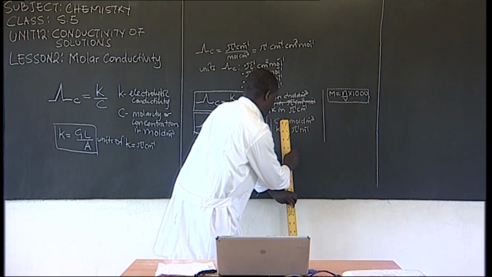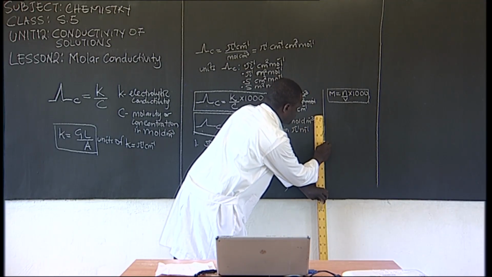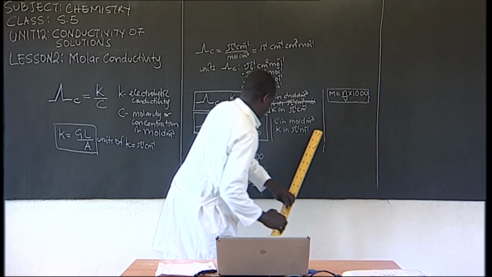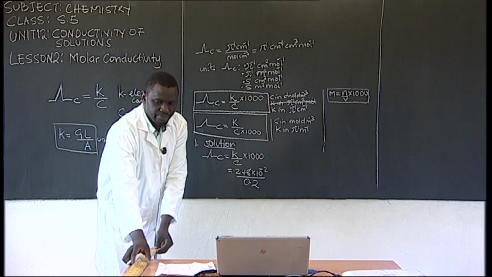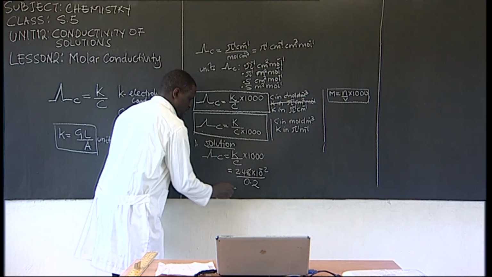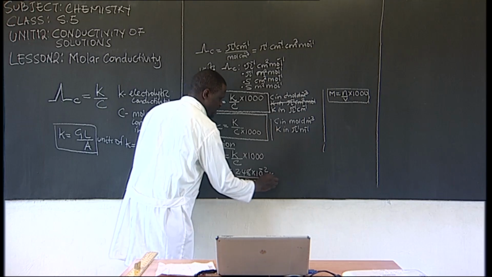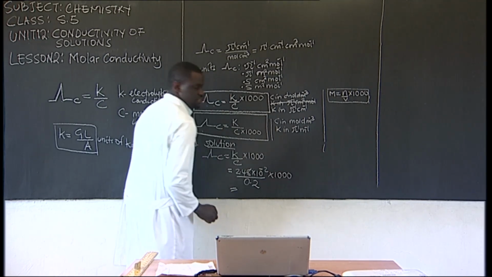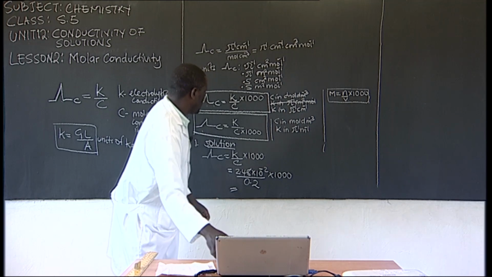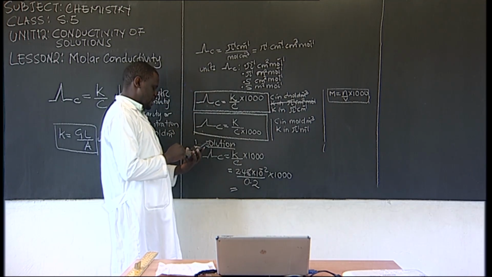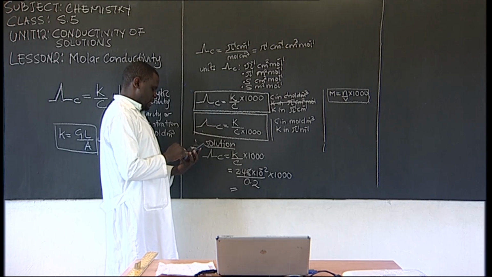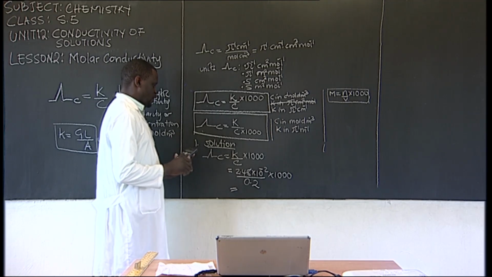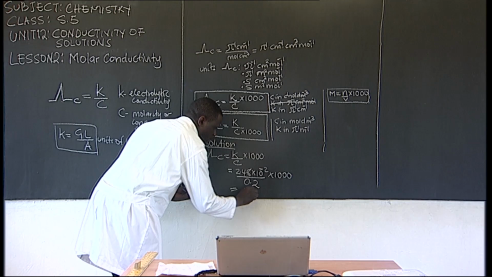So as we have said, we multiply times 1,000 to cater for unit change. You calculate very quickly and see if we can get the same answer. Make sure you always come with a calculator, because in this topic we do a lot of calculations. So our answer will be 124.